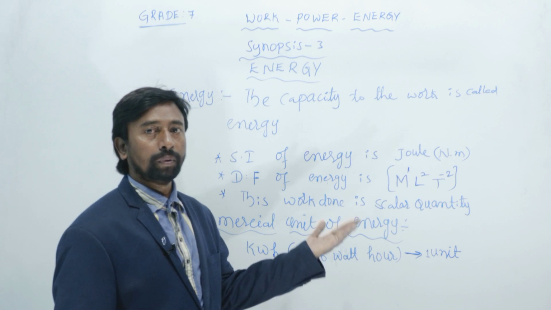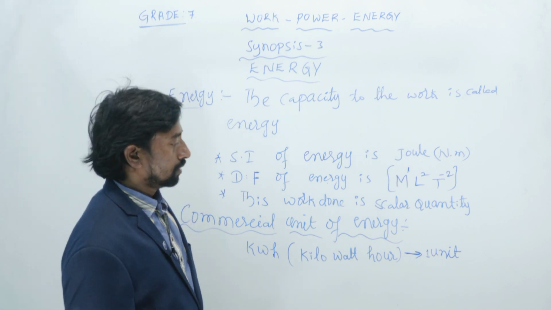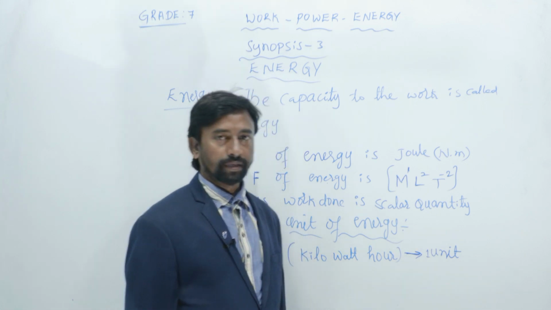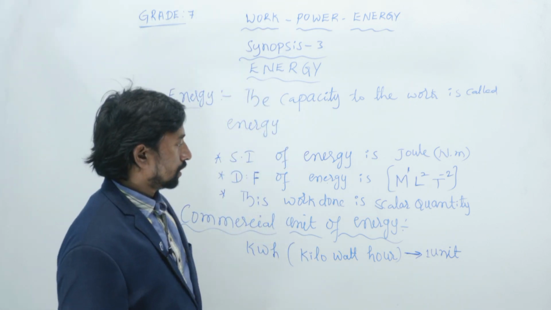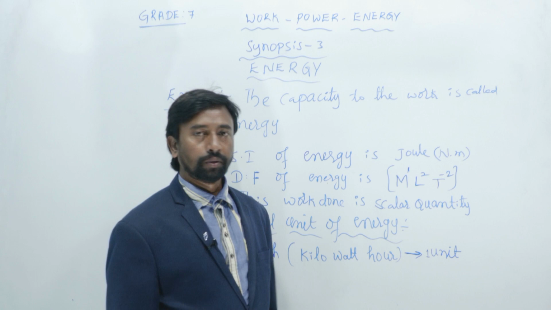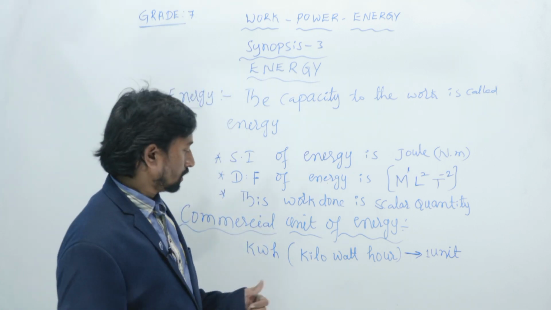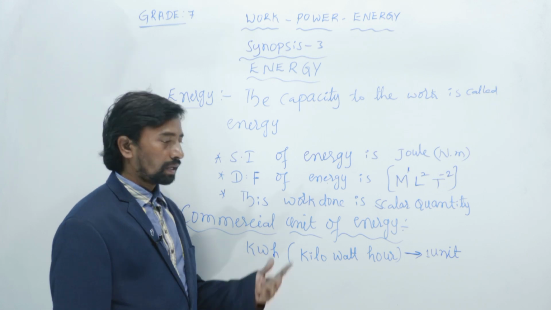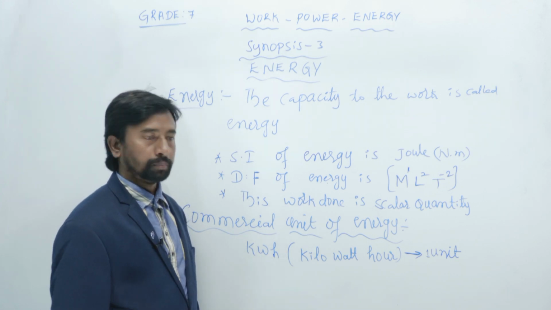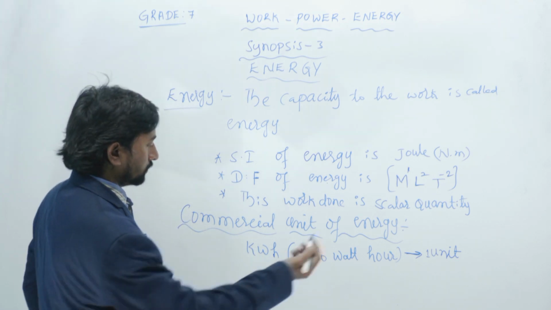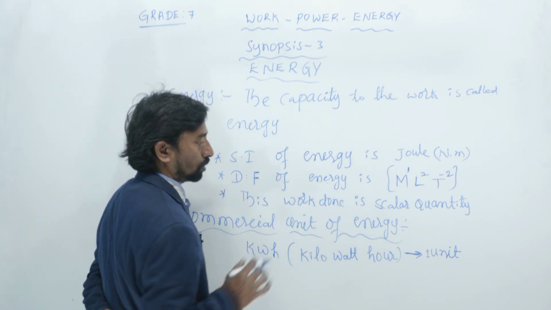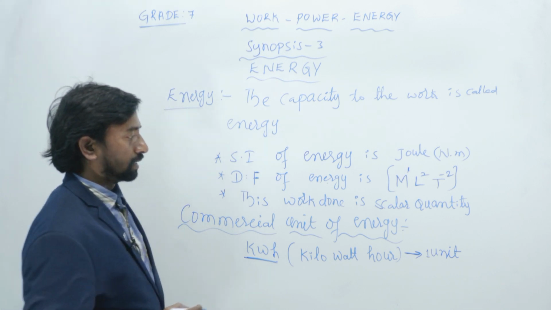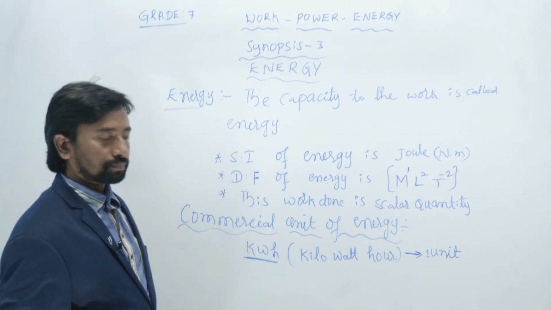Then we count how many units have been consumed in a whole house. The government decides a certain cost for 1 unit, and multiplying that by the kilowatt hours gives the electrical bill. Now let us see how many joules there are in 1 kilowatt hour. It is the commercial unit of electrical energy, known as 1 unit.